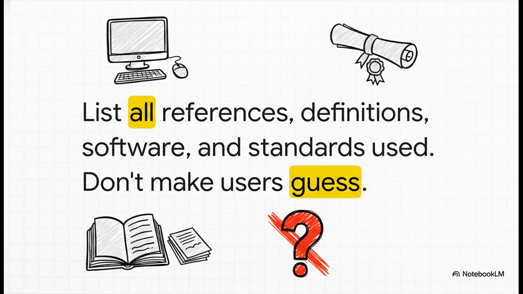And to round out this drafting phase, we've got Rule 5, specify your tools. This means everything. List every piece of software, every standard you're using, any papers you reference. The golden rule here is simple. Never, ever make your user guess.